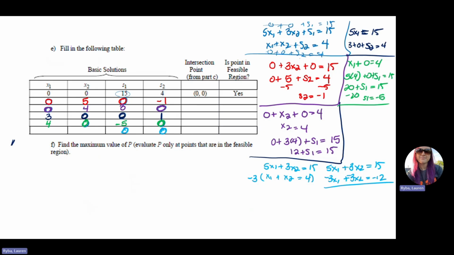So what does that give me? 2x1 equals 3. 3 divided by 2 is 3/2 or 1.5. And then I got to plug that back in. So 1.5 plus what gives me 4? And that is 2.5.